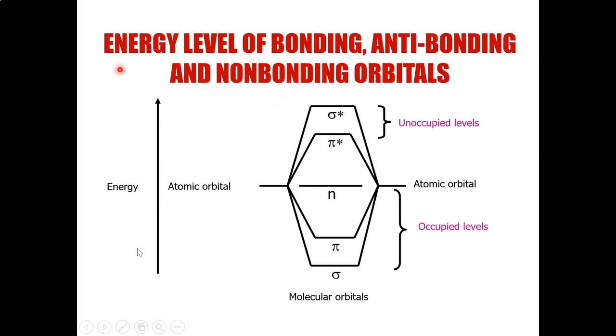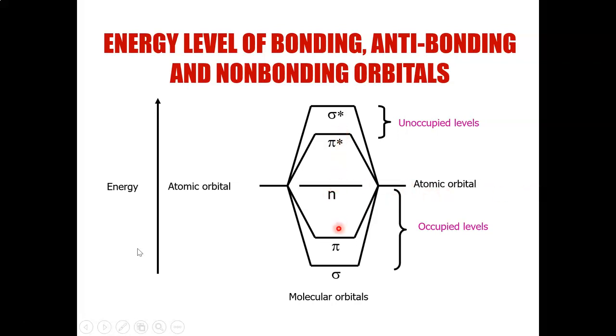This diagram shows the energy levels of a molecule that contains bonding orbitals. Below is the bonding orbital, this is the anti-bonding orbital, and n is the non-bonding orbital. Normally electrons will occupy the lowest orbital first, the bonding orbital. Then if there are extra electrons, they will be filled in the unoccupied molecular orbital, or anti-bonding orbital.